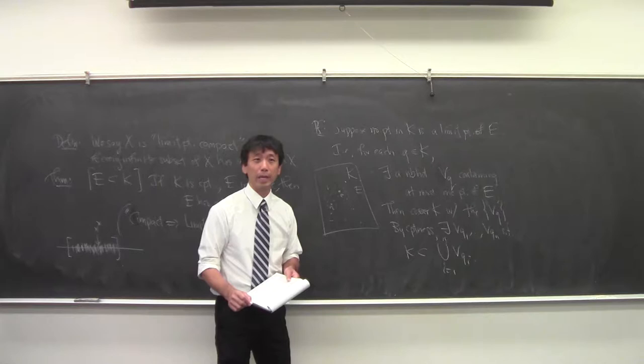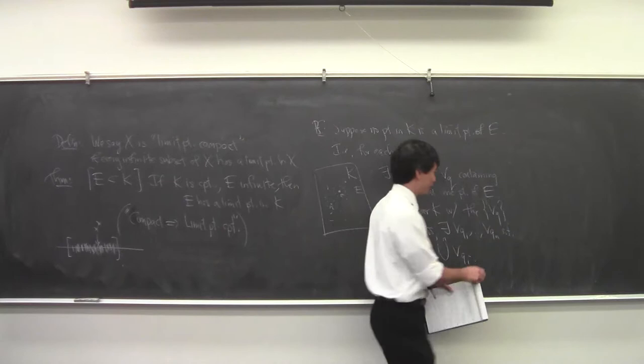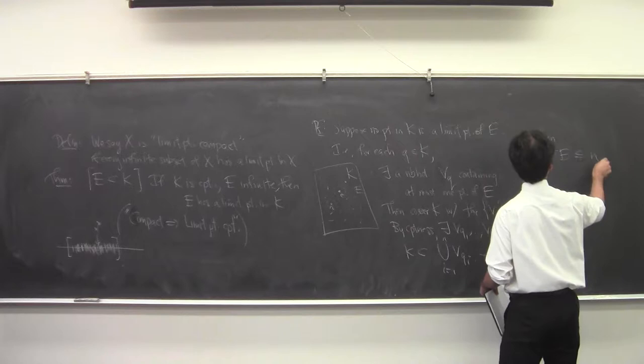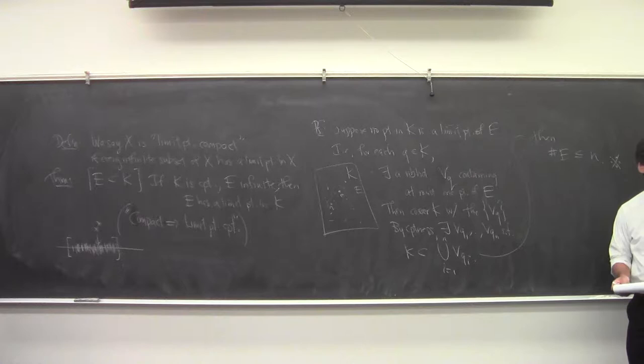Right, but there are only at most n points of E in there. But then the cardinality of E is less than or equal to n, because each of the VQI contains at most one point of E, and there's n of them, so the cardinality is finite. E was supposed to be infinite, but E turns out to be finite.